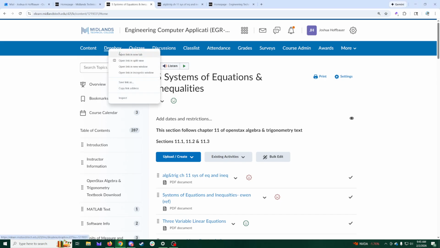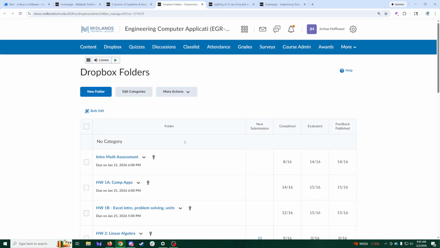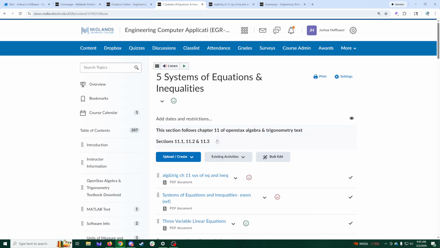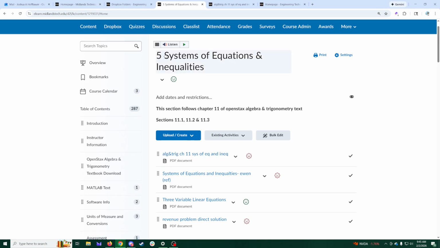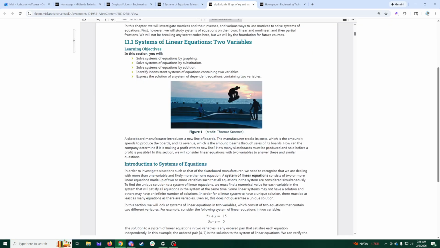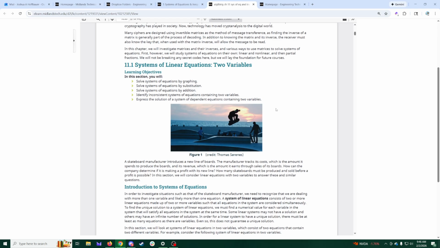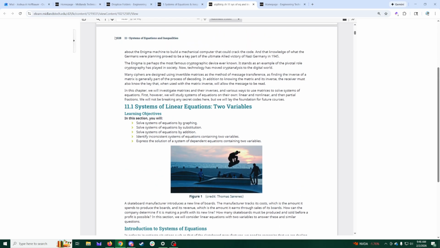That assignment, if we go to the Dropbox, is Homework 5, Systems of Linear Equations. And the information that we're going to be accessing is in 5 Systems of Equations and Inequalities. And I'm going to be following along with the notes here in Algebra and Trig, Chapter 11, Systems of Equations and Inequalities. And so that's the first link here. And I'll be skipping through some of these pages in this particular document just to get through the main points that I want you to be able to take away so that you can get started on the work.